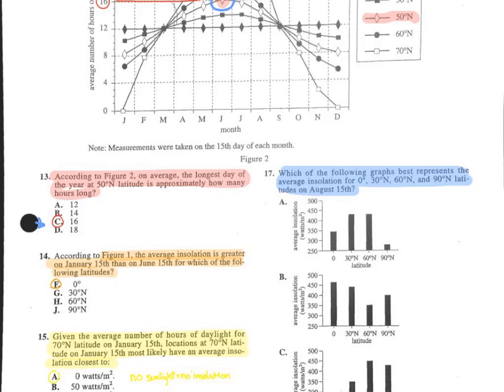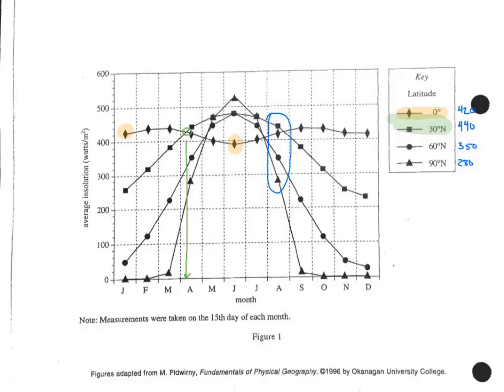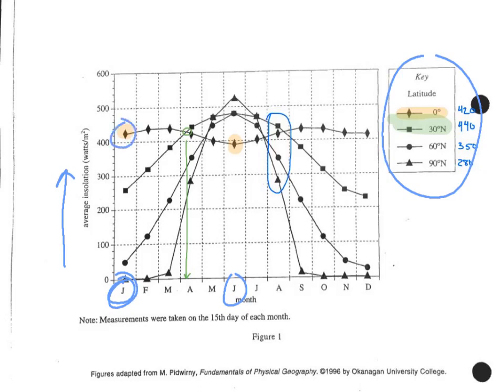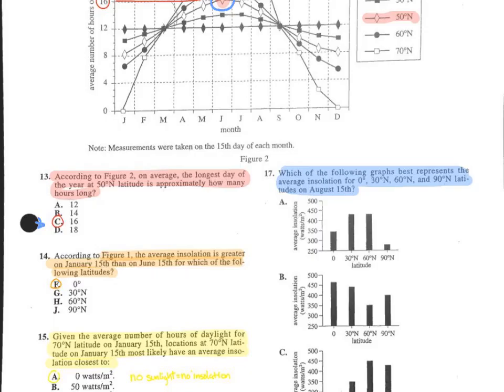Number 14 says, according to Figure 1, the average insolation is greater on January 15th than on June 15th for which of the following latitudes? So you're looking for a higher insolation in January than in June. Basically, for all these lines, you're looking at a spot where in January you're higher up on the y-axis than you are in June. And the only one that's kind of backwards that shows that is at 0 degrees. In January it's somewhere around 425, and in June it's below 400. So number 14 was F.